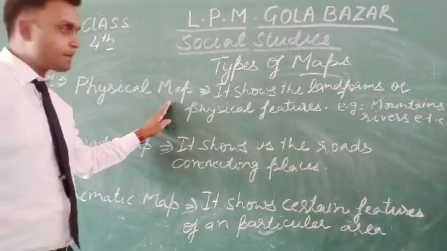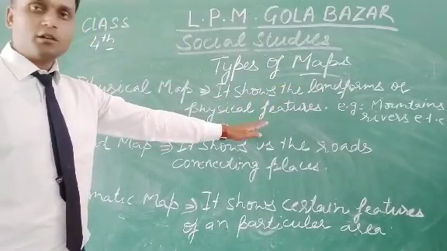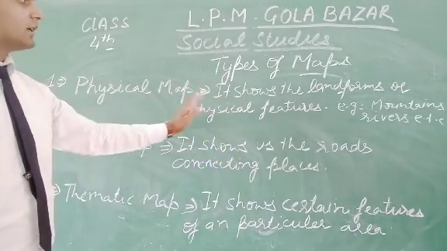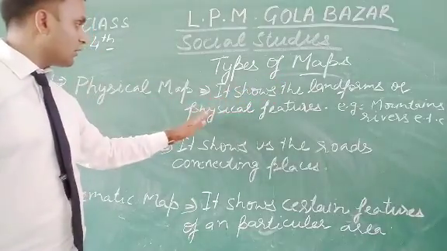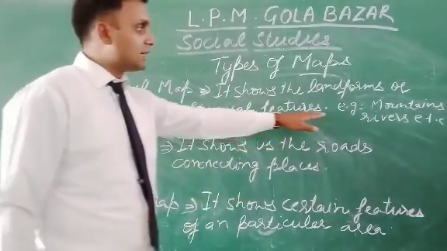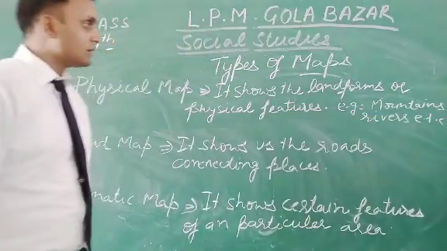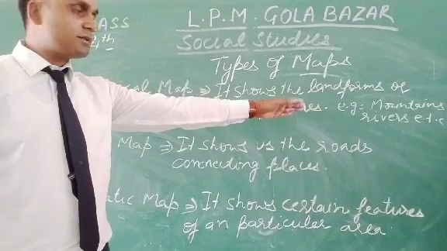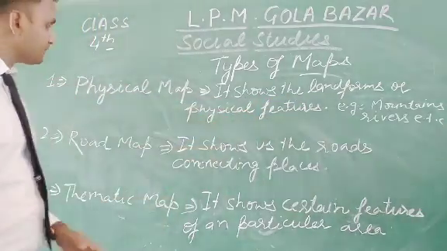A physical map shows the landforms or physical features of a place, a country or a particular region. For example, mountains, rivers, plains, deserts, these we can see in physical maps.